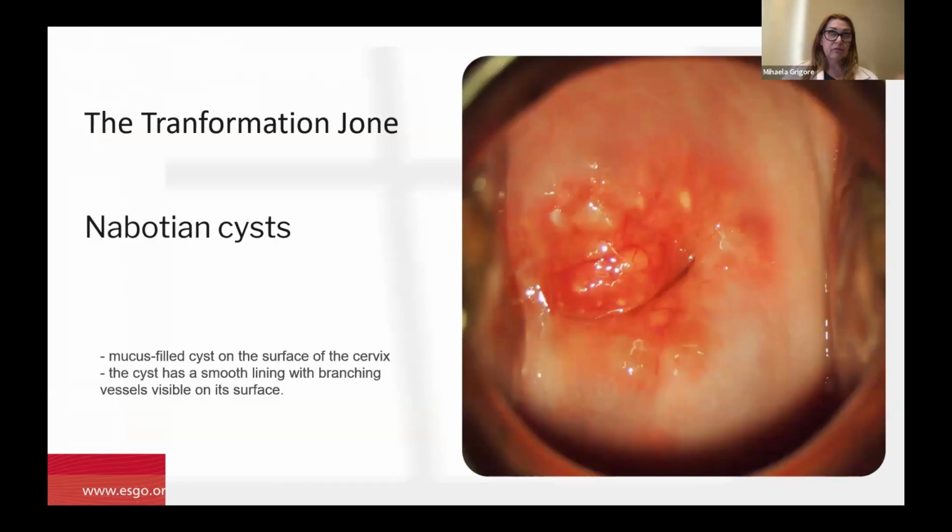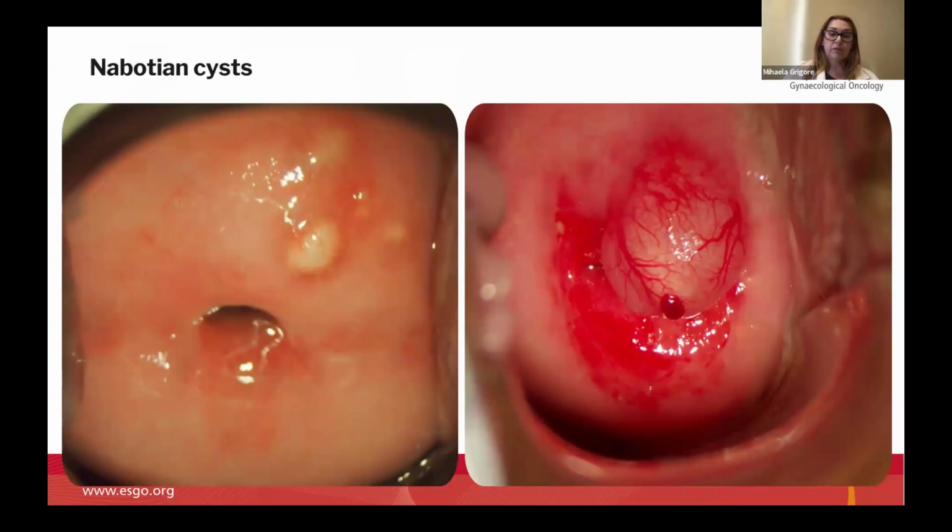We have some tips, let's say, on how to identify the transformation zone. One of them is that in this transformation zone, we see the Nabothian cysts. What are these Nabothian cysts? These are mucus-filled cysts on the surface of the cervix, and they can be small, like here in this image, these white-yellow dots. They can be small or they can be large, like in this picture. And in some cases, maybe the vessels on the cyst can look worrying, but if you look, these vessels are actually normal. They are branching in a normal way.